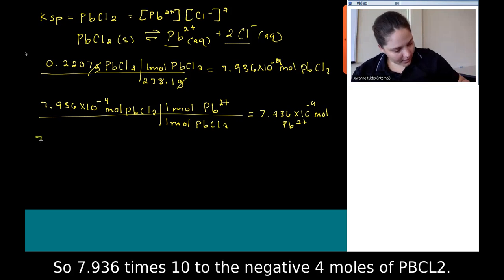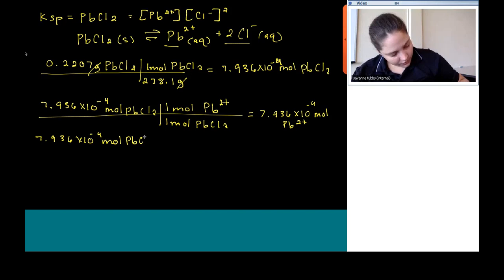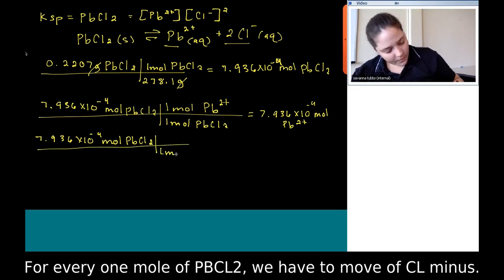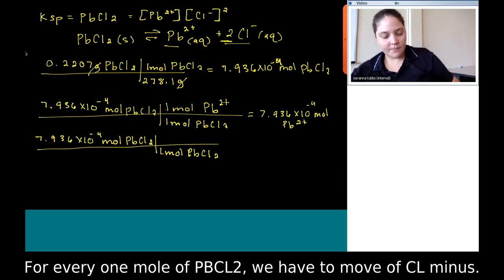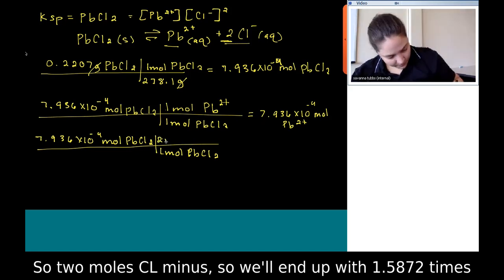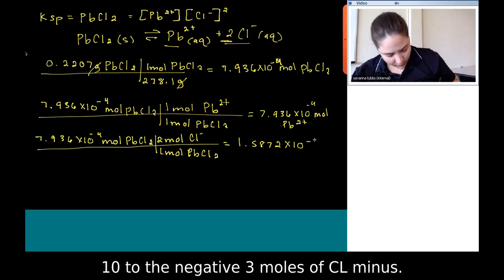So 7.936 times 10 to the negative 4 moles of PbCl2. For every 1 mole of PbCl2, we have 2 moles of Cl-. So 2 moles Cl-. So we'll end up with 1.5872 times 10 to the negative 3 moles of Cl-.